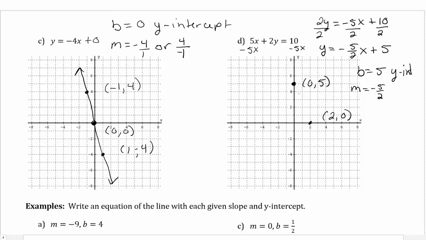In fact, that's what I'm going to do, because if I try to go up 5 from my 0, 5 point, I'm going to be off my graph, so I don't want to do that. So I'm going to continue going in the same direction. Down 5 more, and then right 2. And so that puts me at the point 4, negative 5. And then we can draw in our graph.